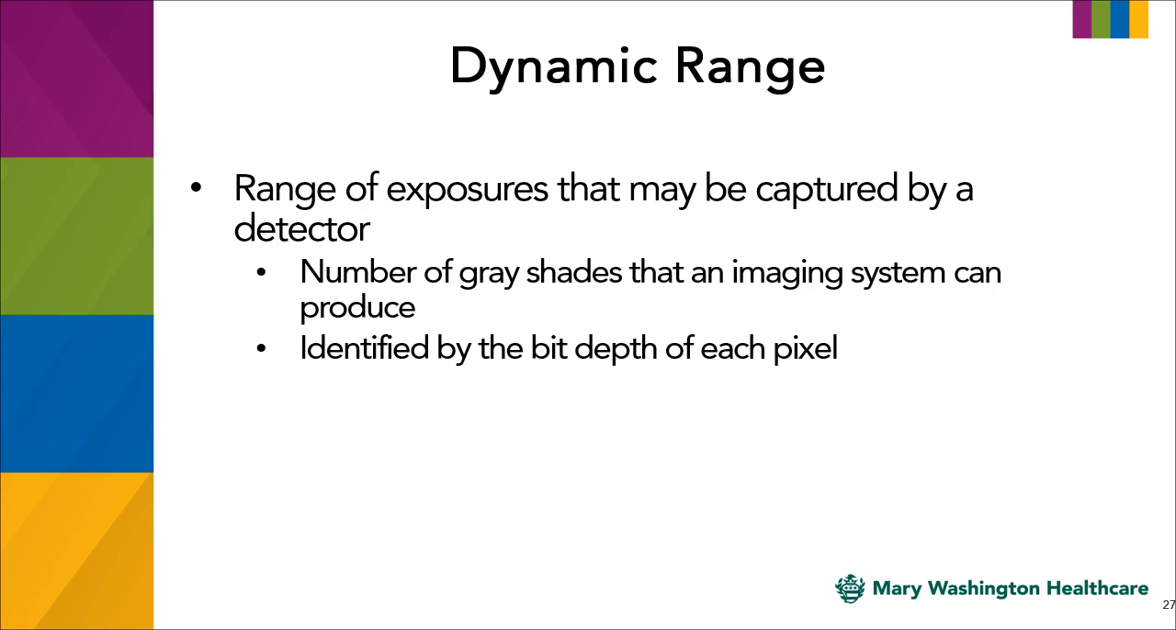Dynamic range is the range of the exposures that may be captured by a detector. It's the number of gray shades that an imaging system can produce, and it's identified by the bit depth of each pixel.